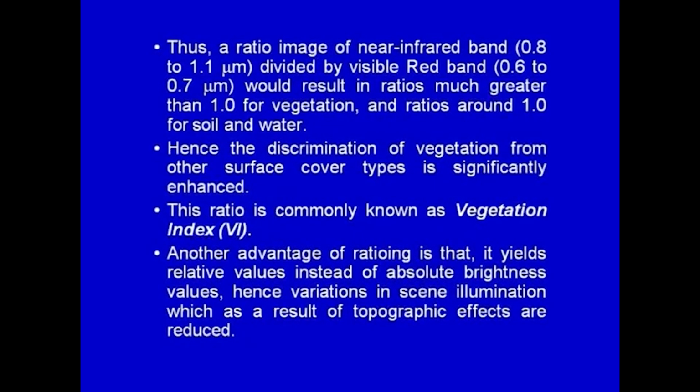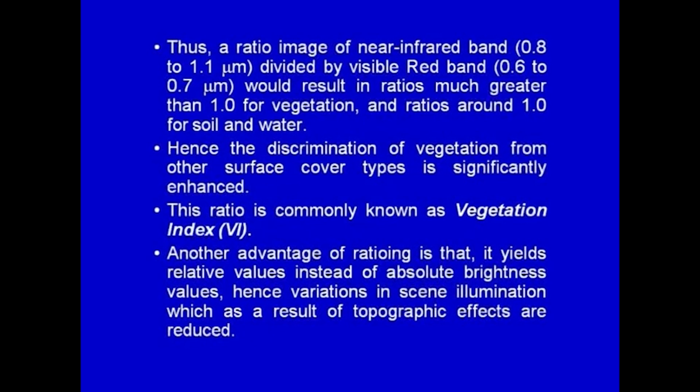Thus, when we look at a ratio image of a near infrared band, that is between 0.8 to 1.1 micrometers, divided by the visible red band, which is between 0.6 to 0.7 micrometers, it would result in ratios which are much greater than 1.0 for vegetation and ratios which are around 1 for soil and water. Hence, the discrimination of vegetation from other surface cover types is significantly enhanced. This ratio is commonly known as vegetation indices, or in short called VI.